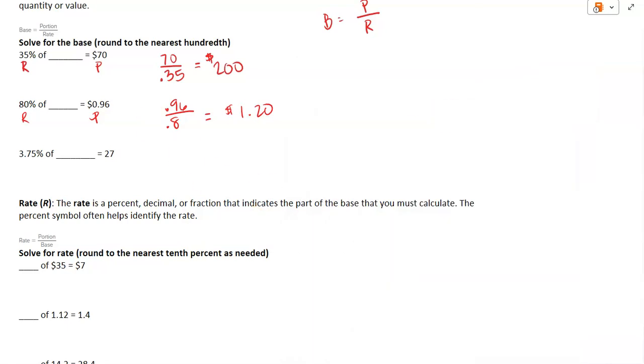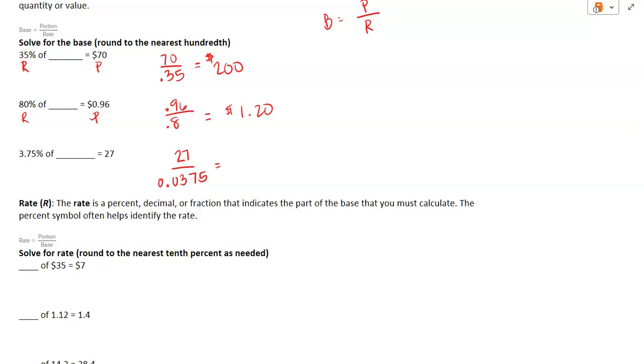For this final one, we have 3.75% of what is 27. So 27 is my percentage amount, and converting 3.75% into a decimal gives me 0.0375.